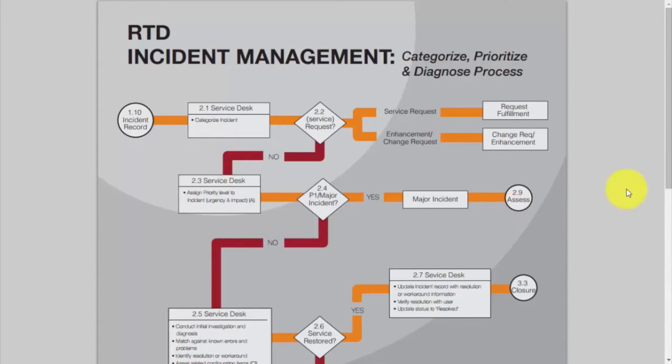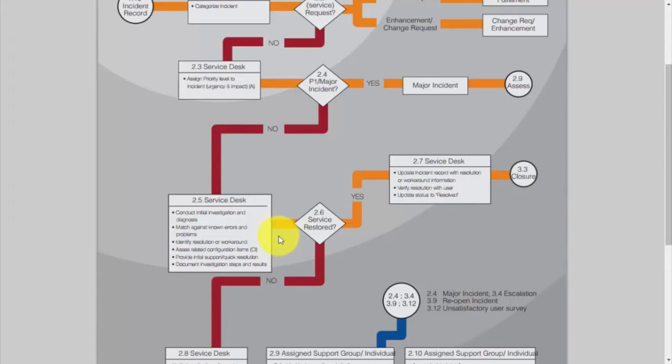If it is not a major incident, then we carry on down to step 2.5, the initial investigation and diagnosis, which is conducted by the service desk. Remember to match this against known errors and problems. Known errors and problems would be those things that we either have solutions for or we have workarounds for. And so we want to save ourselves some time by looking that information up. You also want to try to identify any resolutions or workarounds.